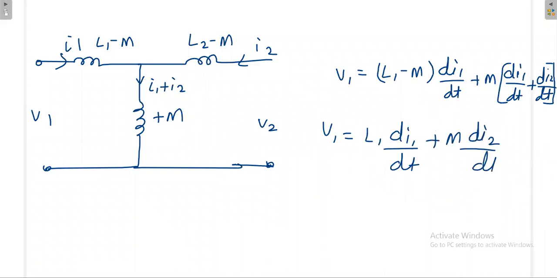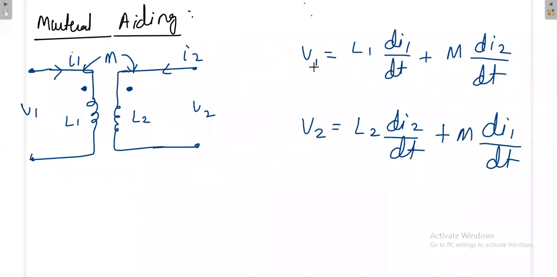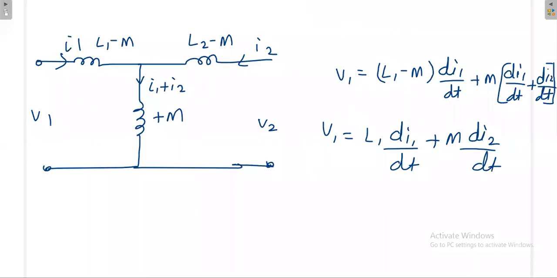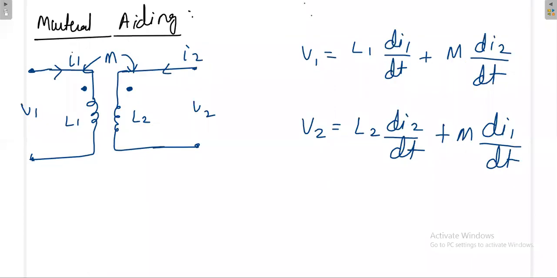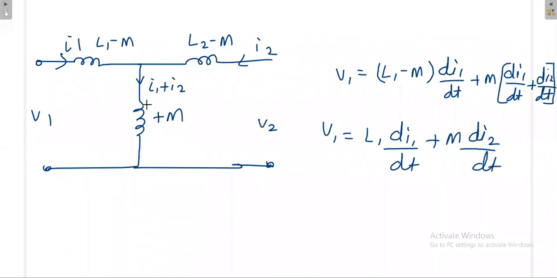So again, you can compare with the previous equation. V1 means L1 di1 divided by dt, plus M di2 by dt. So this is same as the previous equation for V1. That means, if the dot convention is like this, you can replace that diagram like this in the T format, so that your circuit analysis will become simple.